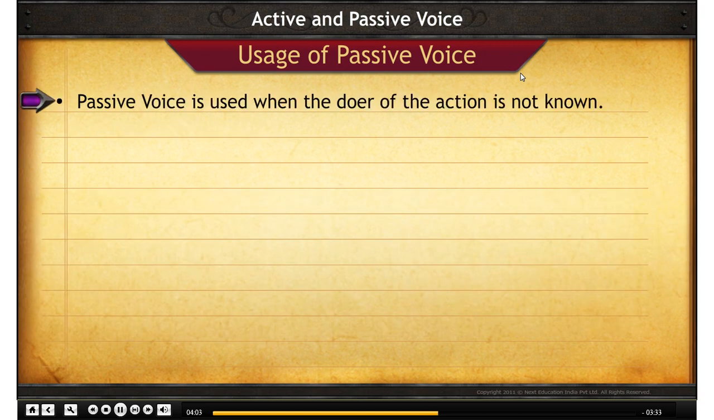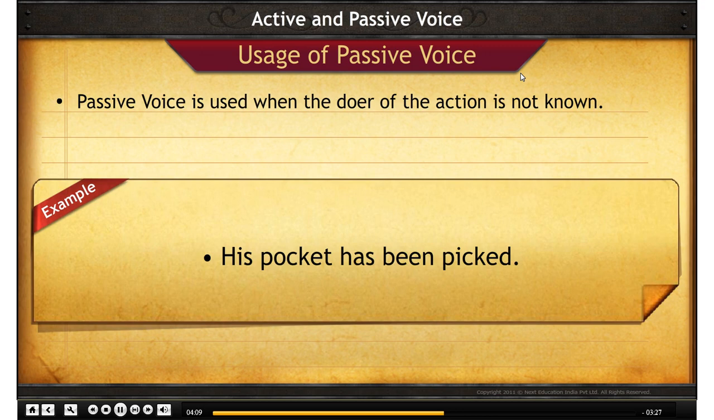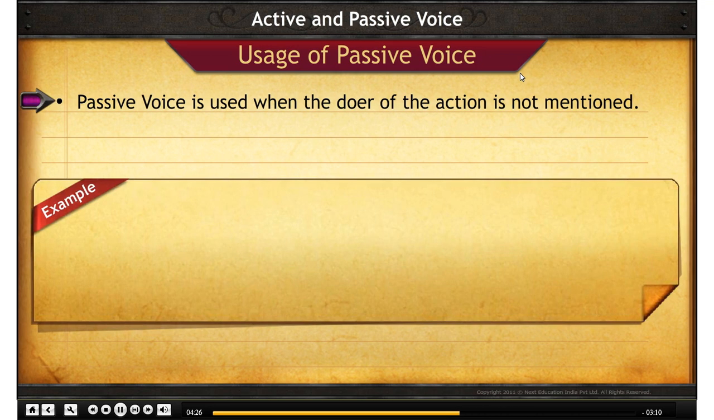Passive voice is used when the doer of the action is not known. For example, his pocket has been picked. In this sentence, the doer of the action is not known. Passive voice is used when the doer of the action is not mentioned. For example, he was caught stealing. In this sentence, the doer of the action is not mentioned.